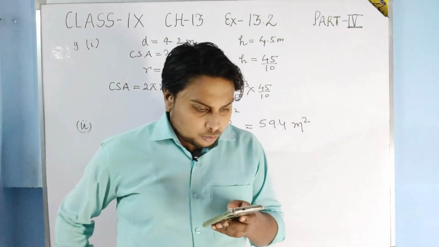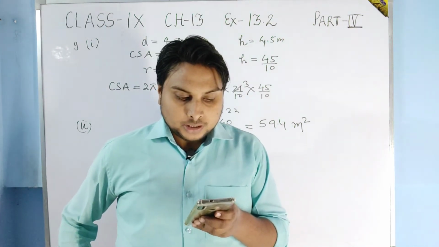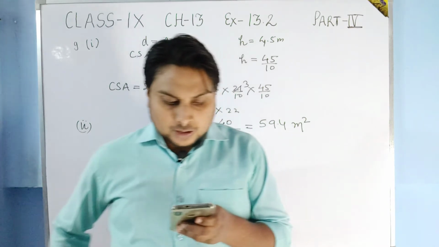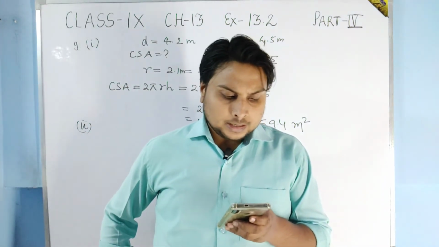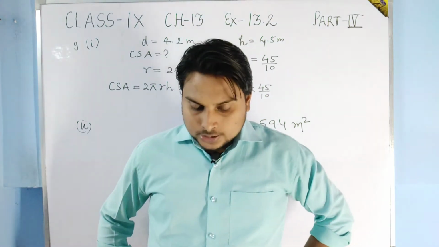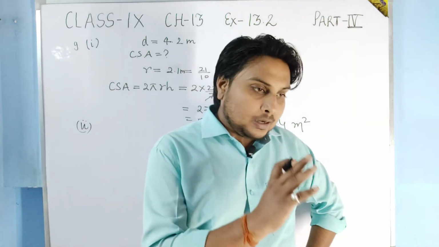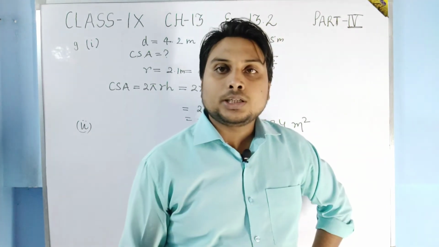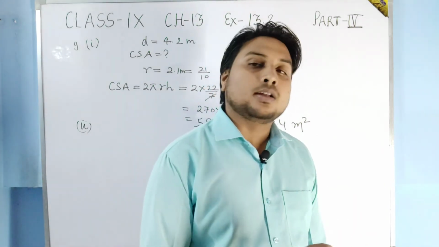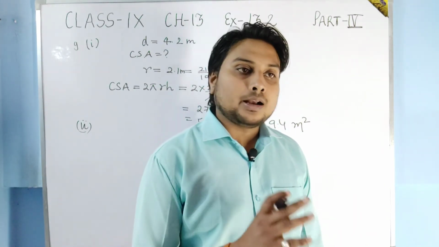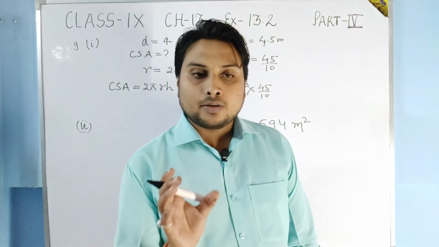Now for the second part, the question is how much steel was actually used if 1 by 12 of the steel actually used was wasted in making the tank. So students, it is said that while making the tank, 1 by 12 of the total steel used was wasted. That we have to subtract.